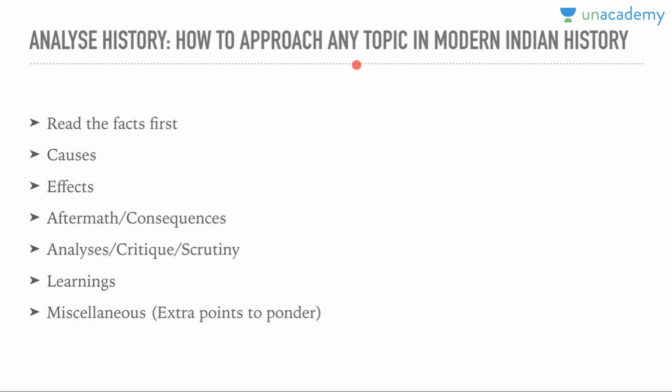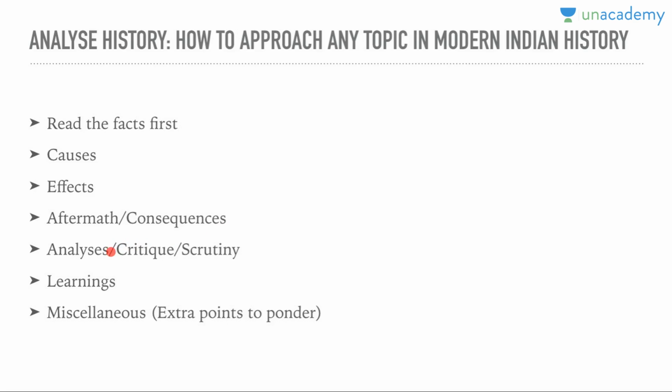Now, whenever we talk about any topic in modern Indian history, you have to approach it in a logical way. First of all, you need to read the facts, that is, what actually happened in that era. Then you need to know the causes of that particular event. Then you need to know the immediate effects, during its course and after it was over. Then finally, what was the aftermath? What were the consequences of that particular event?